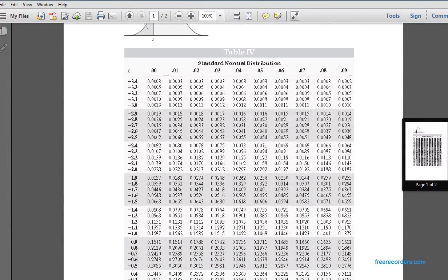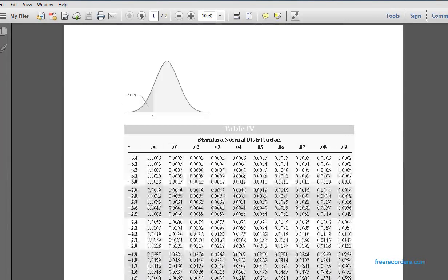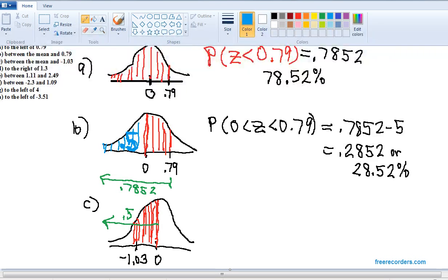Negative numbers will be on the first page of the table. So to find negative 1.03, you go to the negative 1.0 row, and then you move to the right until you're under the 0.03 column, and we see the probability there is 0.1515, and as the top shows us, that's the area to the left of the number we look up. So this area to the left here is 0.1515.